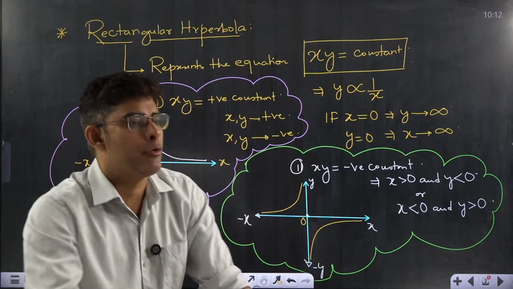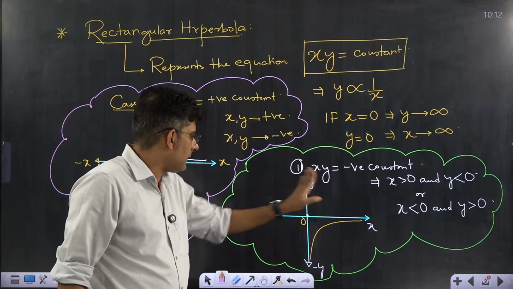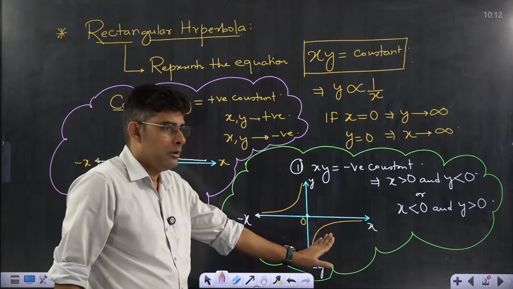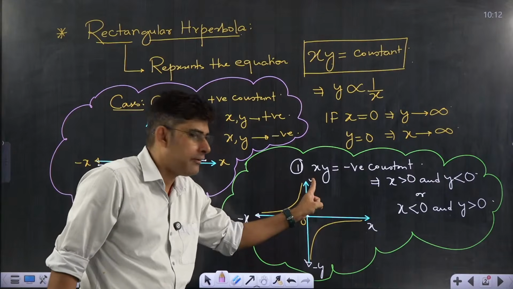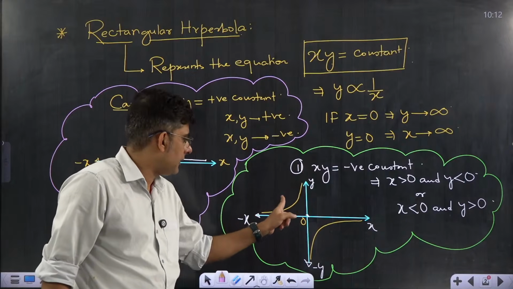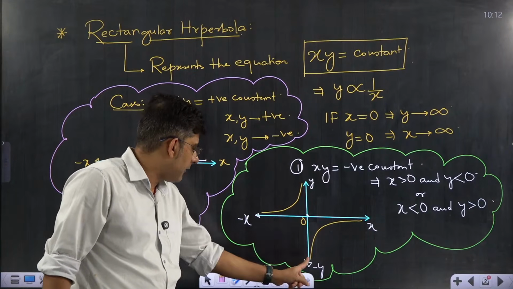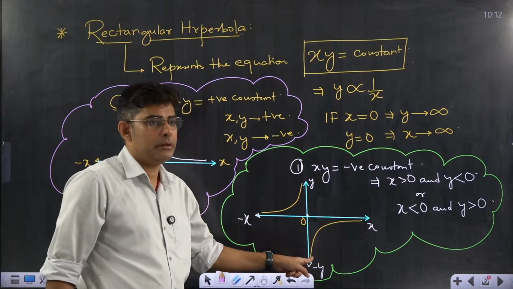Beta, quadrant, there are four quadrants. Listen carefully. There are four quadrants: first, second, third, fourth. Whenever you want to check, first quadrant means x and y, both positive. X negative, y positive, second quadrant. X negative, y negative, third quadrant. X positive, y negative, fourth quadrant.